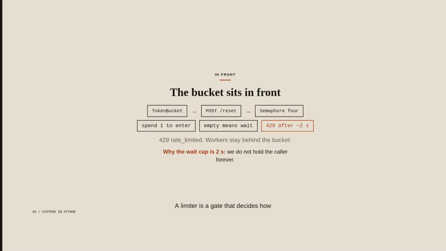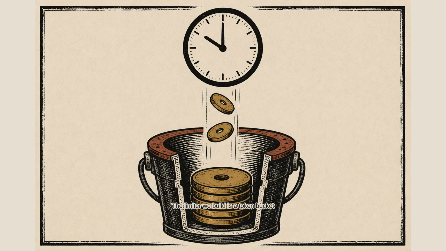A limiter is a gate that decides how many may enter. It sits in front of this pool. It cannot invent a 5th worker. We need a gate that lets a short burst through, then holds the rest to a ceiling the write can actually finish. The limiter we build is a token bucket.